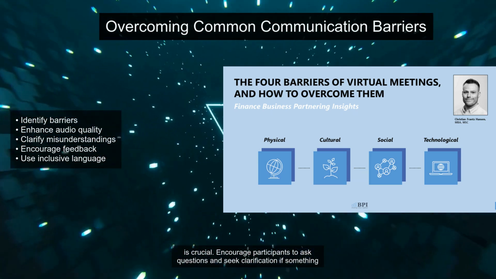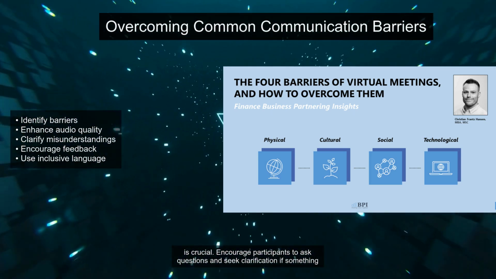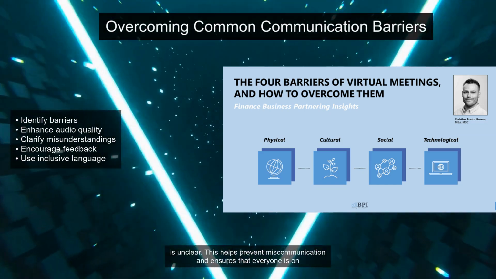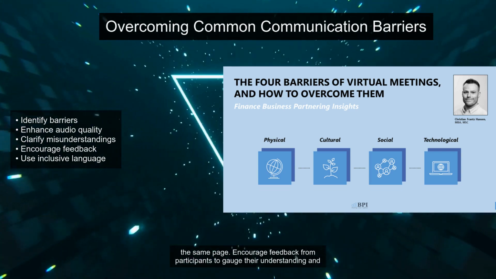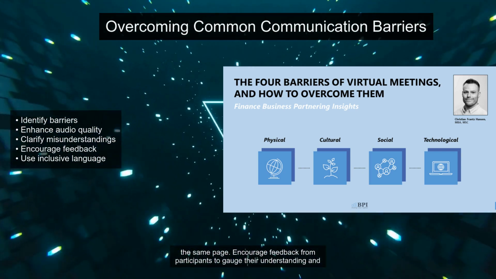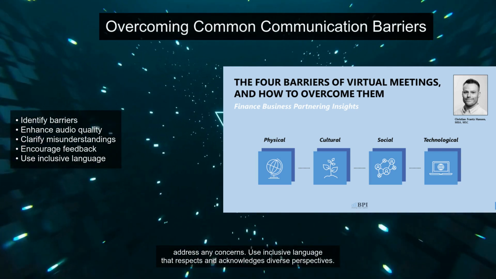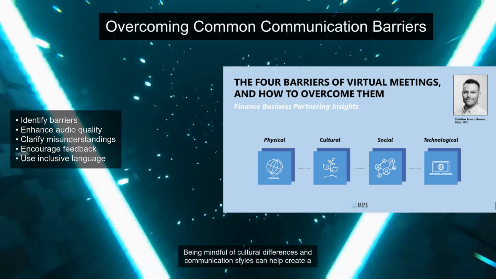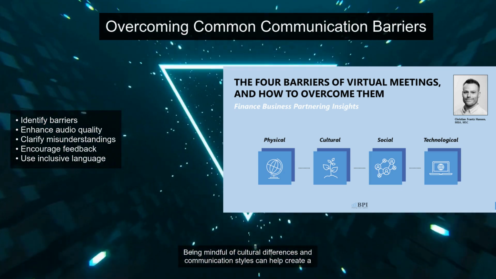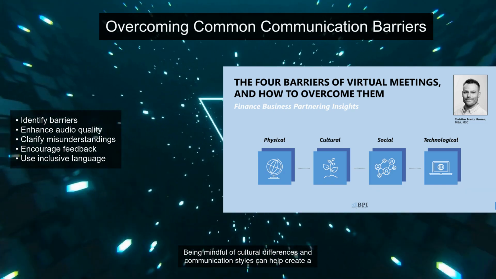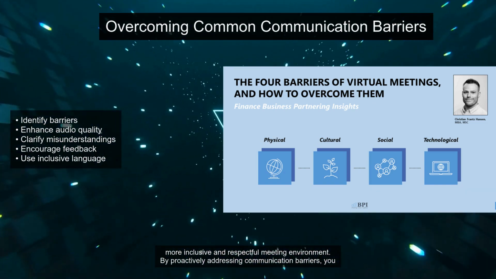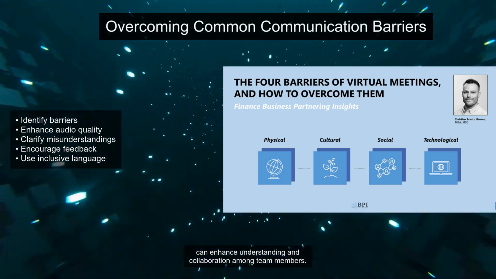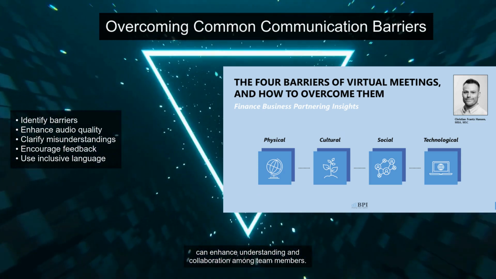Clarifying misunderstandings is crucial. Encourage participants to ask questions and seek clarification if something is unclear. This helps prevent miscommunication and ensures that everyone is on the same page. Encourage feedback from participants to gauge their understanding and address any concerns. Use inclusive language that respects and acknowledges diverse perspectives. Being mindful of cultural differences and communication styles can help create a more inclusive and respectful meeting environment. By proactively addressing communication barriers, you can enhance understanding and collaboration among team members.